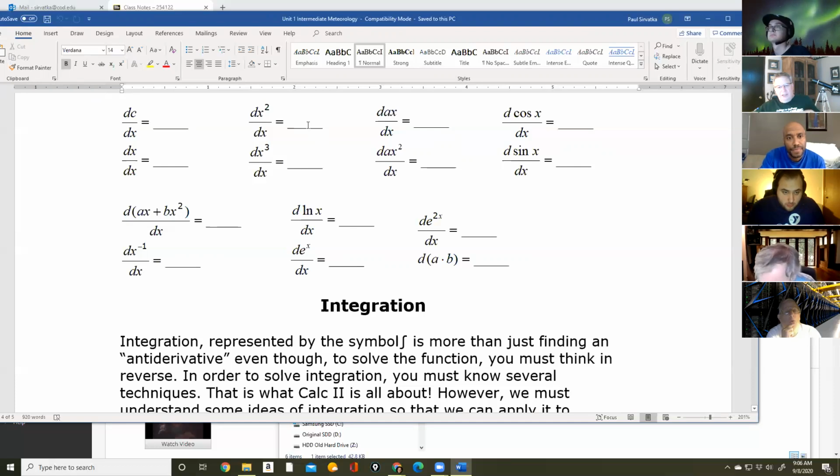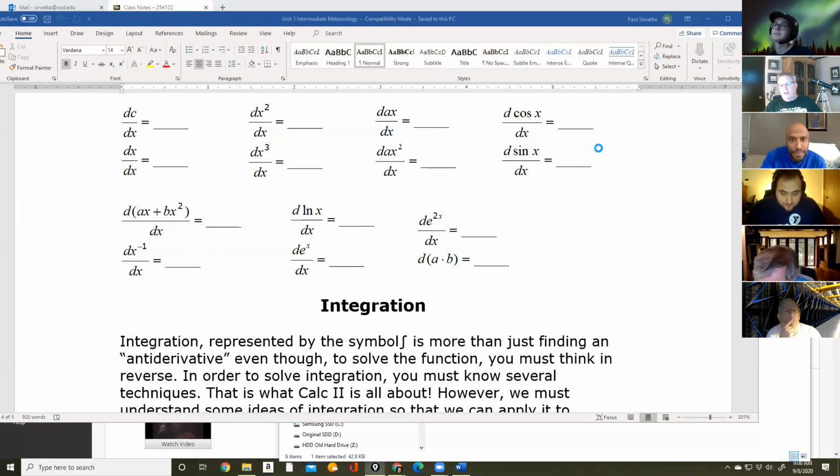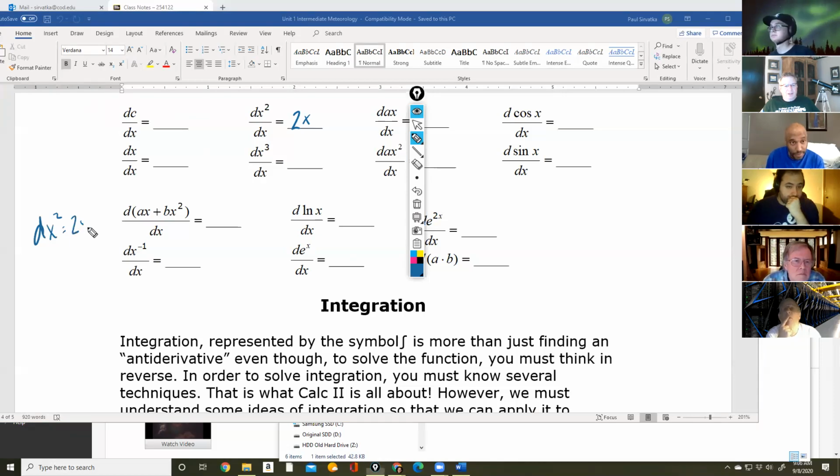Now, I want you to look in here and think this, because I just want to make sure that we understand what I'm about to say. So let me get my pen out. Over here, dx squared dx is going to be 2x. But if you ever saw in here dx squared, you would say that's 2x dx. So what you're saying is that the derivative of this thing, of whatever this function is, squared, is 2 times the function times the derivative of the function.